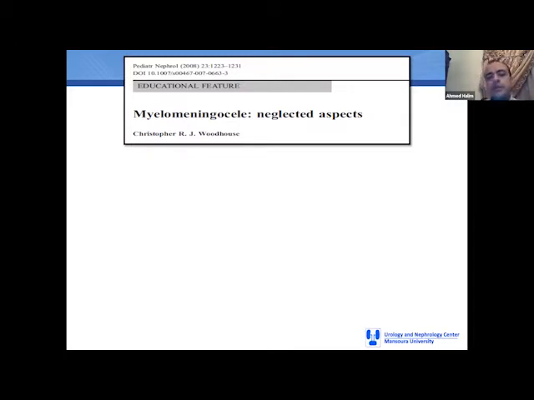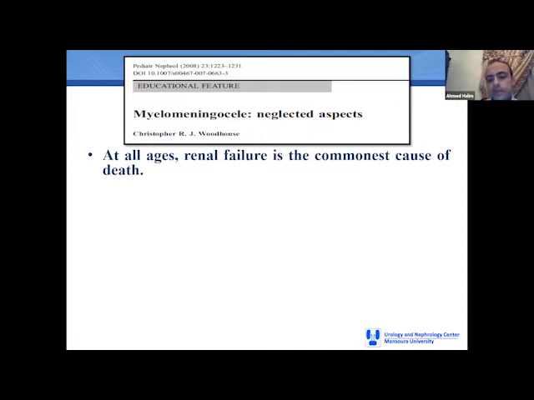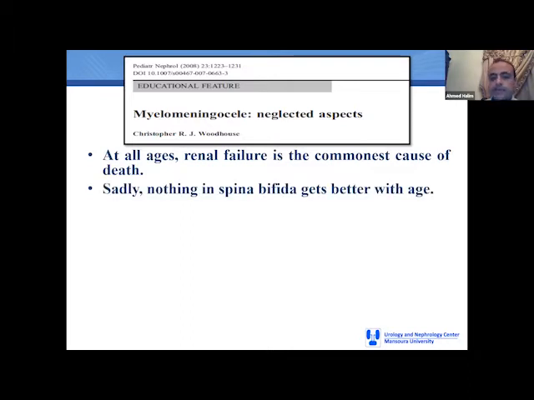This is an article that was written by Dr. Christopher Woodhouse, a famous name in transitional urology. It was published, I think, 12 years ago, and I have quoted some words from this nice article. I invite all of you to read it. At all ages, renal failure is the commonest cause of death in patients with myelomeningocele. Therefore, urologic care is of utmost importance. Sadly, nothing in spina bifida gets better with age, so everything is likely to deteriorate with time.